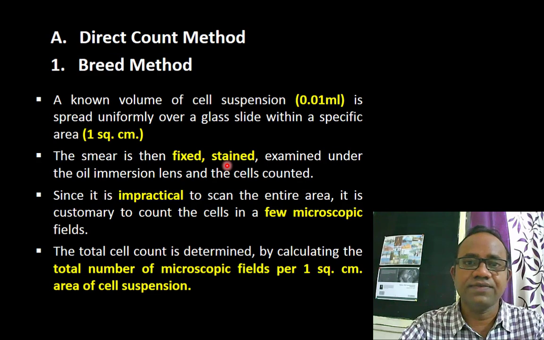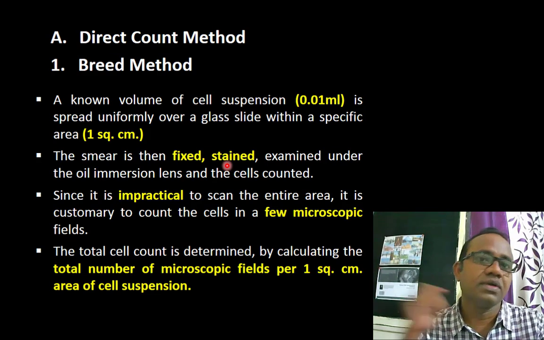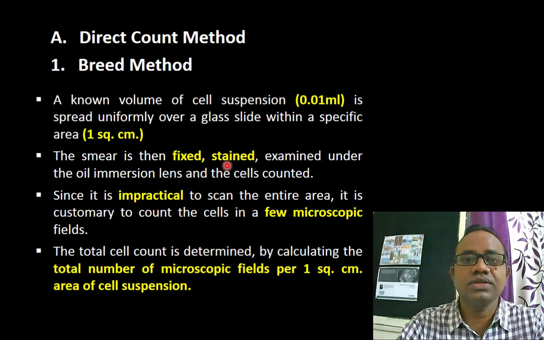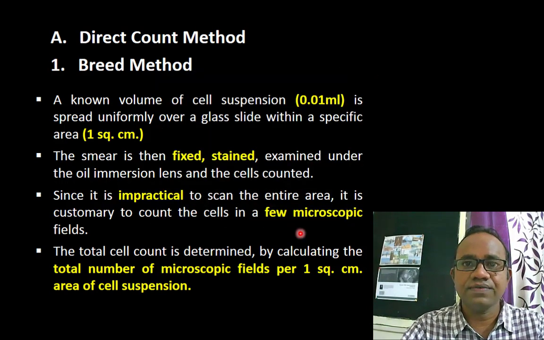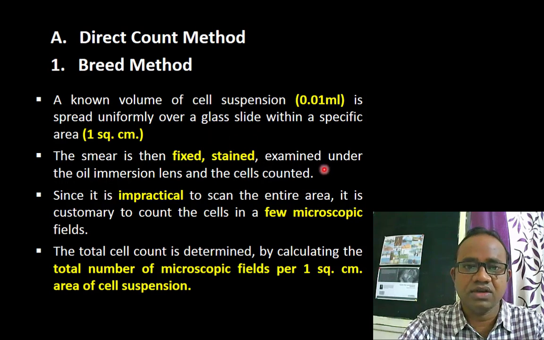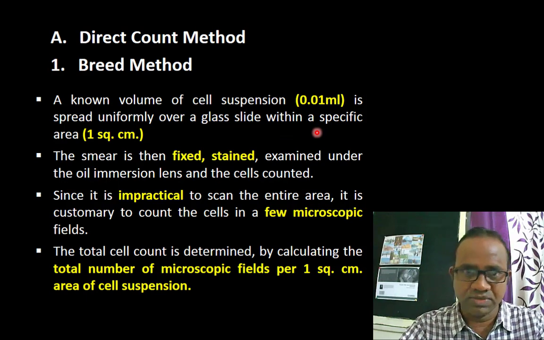In the direct count method, the first method is the Breed's method. The Breed's method deals with the addition of a particular aliquot of bacteria over a glass slide, and that glass slide is then stained, fixed, and observed under the oil immersion objective. Since the smear is on the slide, observing every part of the smear is quite difficult. It's practically not possible.